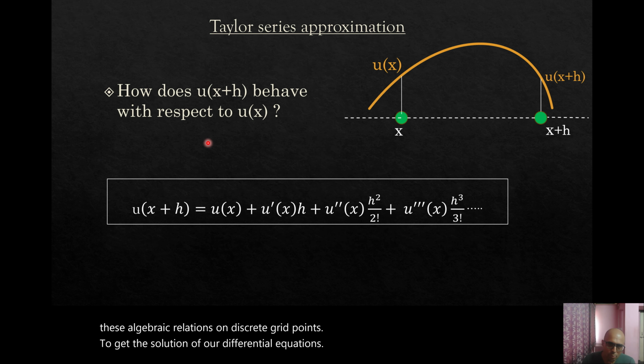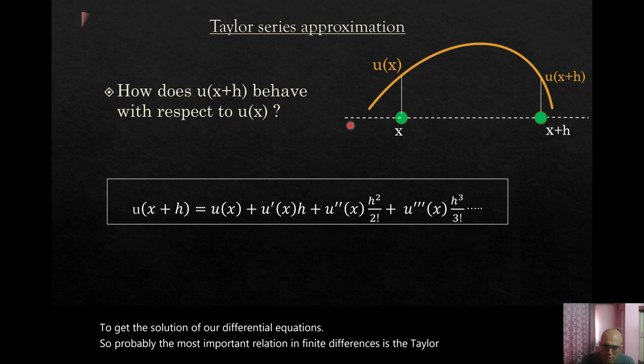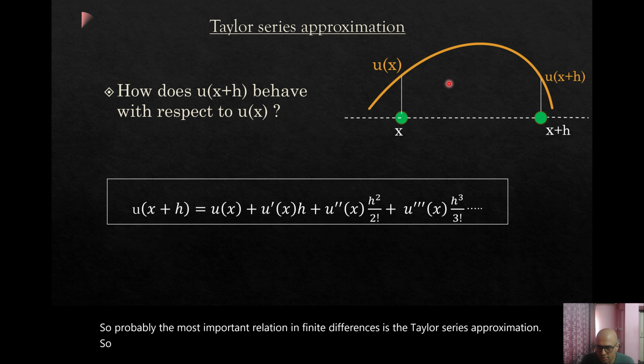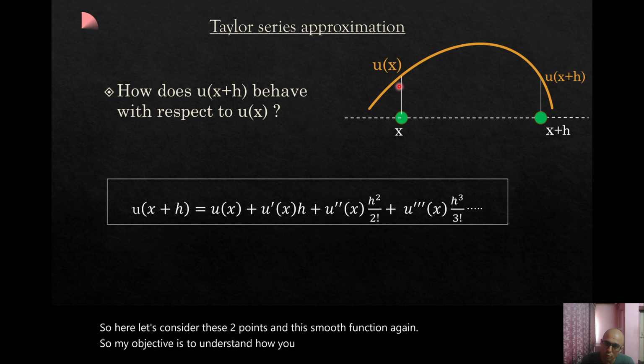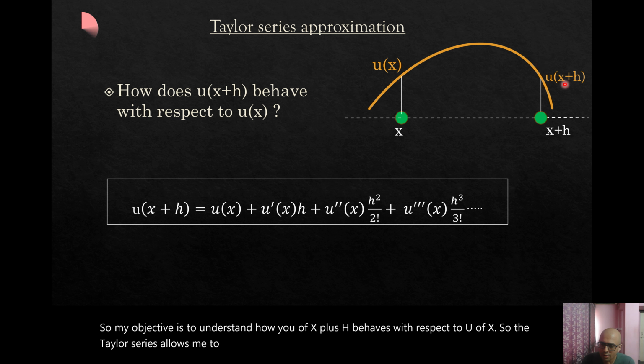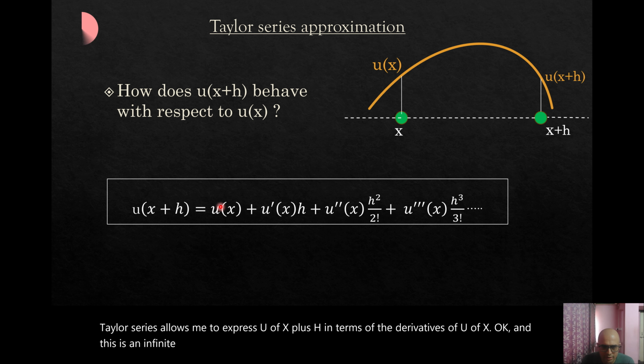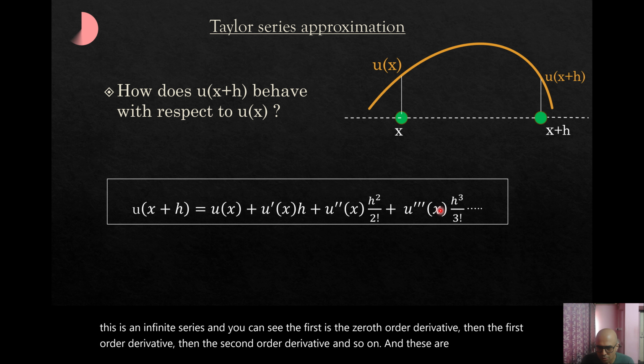Probably the most important relation in finite differences is the Taylor series approximation. Let's consider these two points and this smooth function again. My objective is to understand how u of x plus h behaves with respect to u of x. The Taylor series allows me to express u of x plus h in terms of the derivatives of u of x. This is an infinite series, and you can see first the 0th order derivative, then the first order derivative, then the second order derivative, and so on. These are scaled with powers of h.